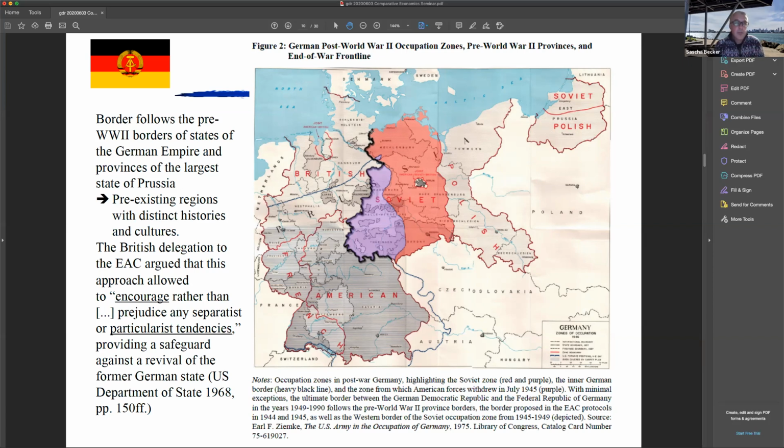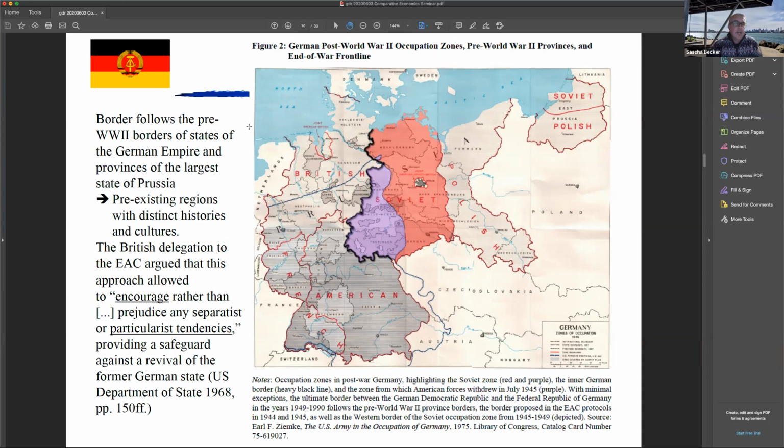So what is that border? It turns out that it follows nearly one-to-one pre-existing state and province borders of the previous German Empire and Prussia as the biggest state inside the German Empire. So it follows pre-existing political units, subunits of the German Empire.